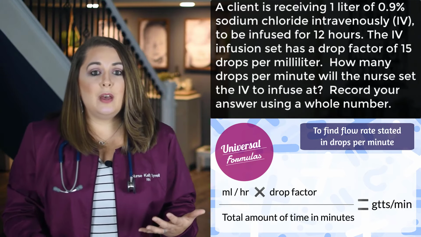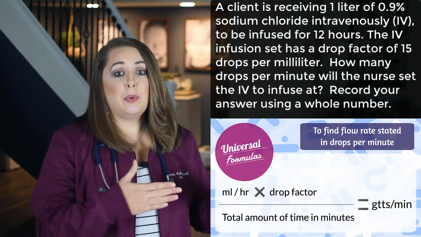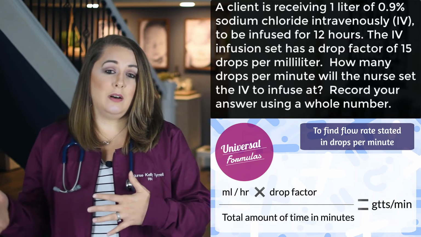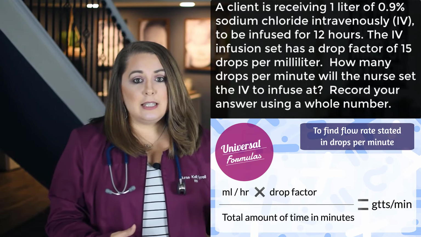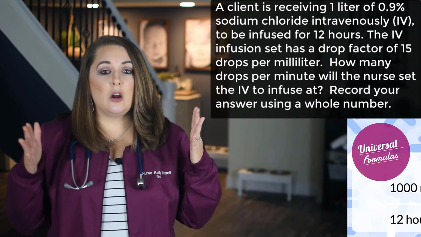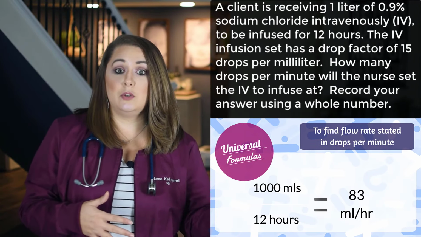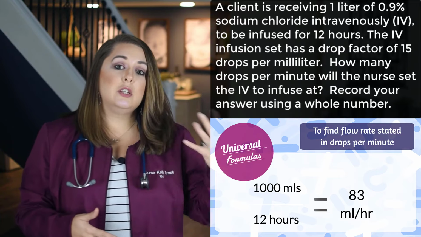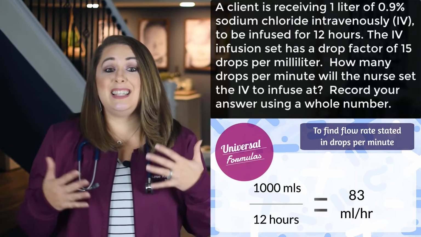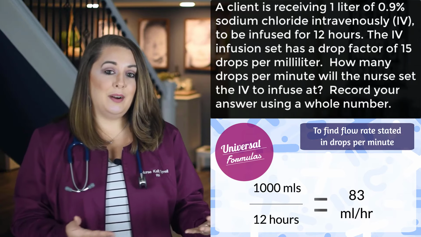But according to our formula, we need to know how many mLs per hour need to be infused, not 12 hours. So to figure this out, it's really simple. We're going to take our 1,000 mL and divide that by 12 hours, which will get us our mL per hour. So 1,000 divided by 12 is 83 mLs per hour.